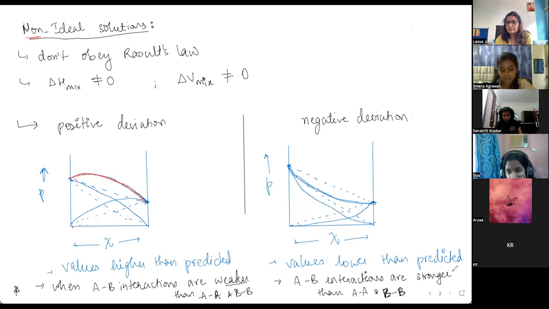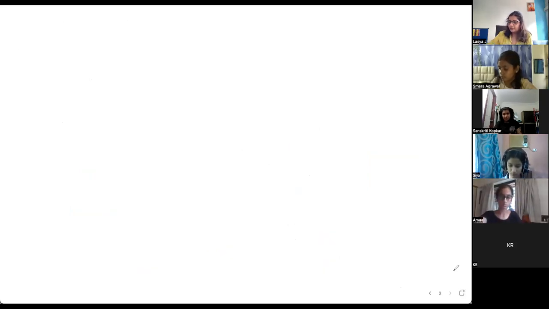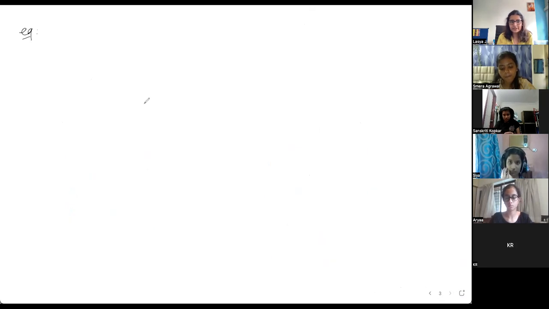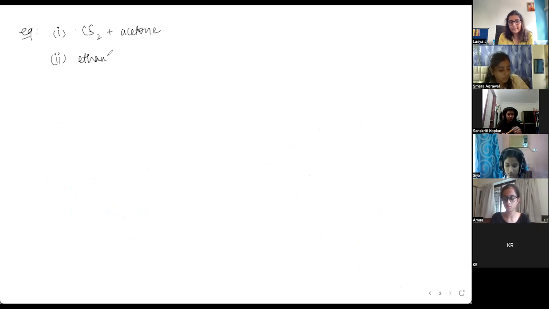Okay, is everyone done? All right, then we figured out the why of it. Examples will continue, the same positive or negative deviation. So here, positive deviation is on the left side. Positive deviation: one is CS2 and acetone. Then you have ethanol plus cyclohexane.